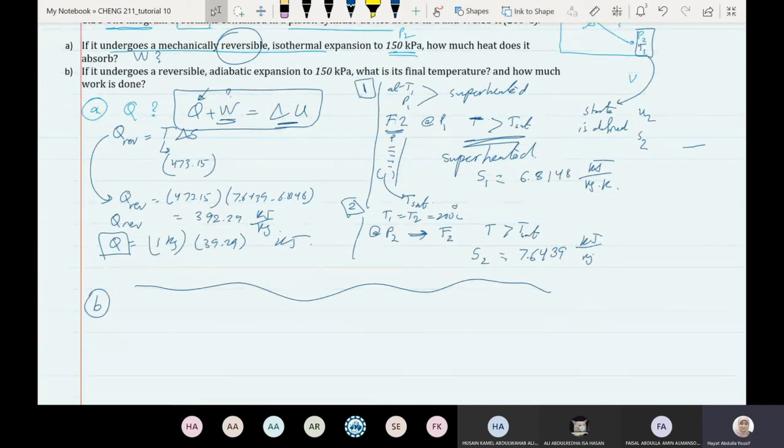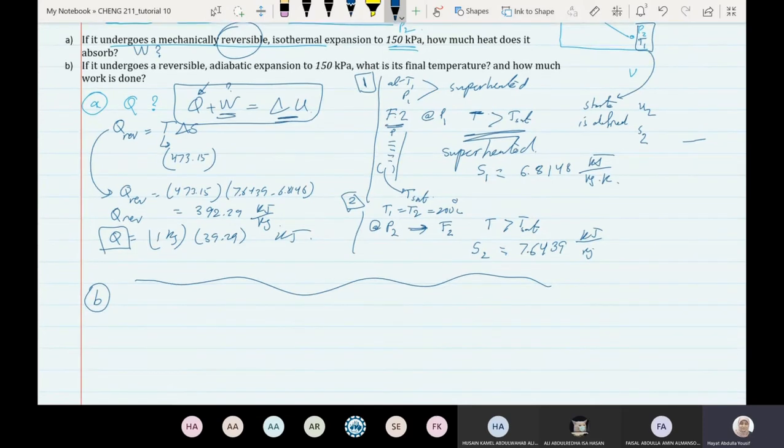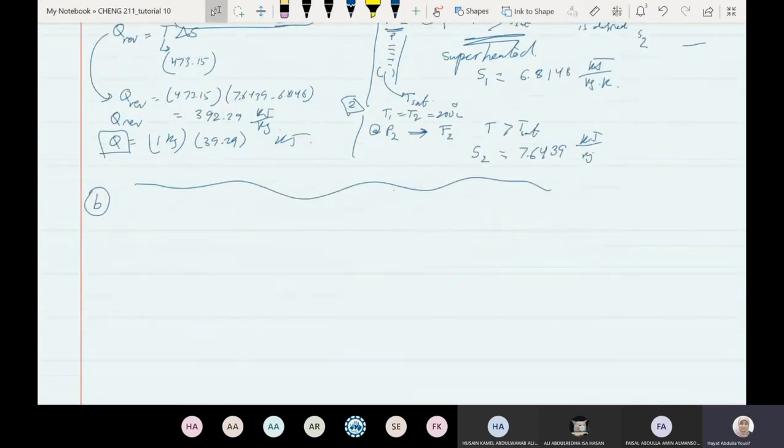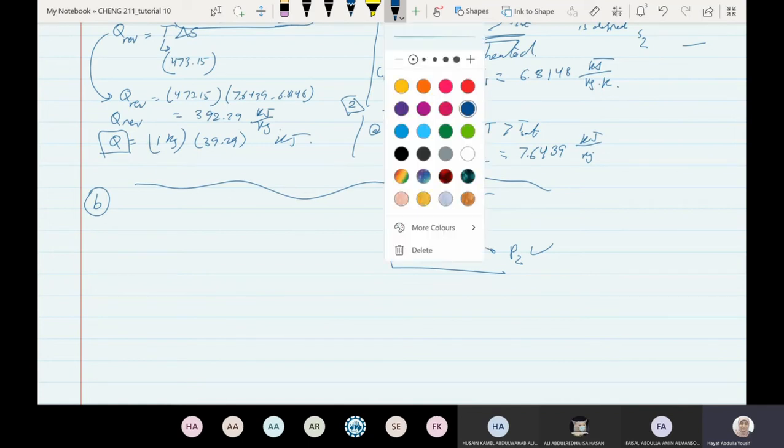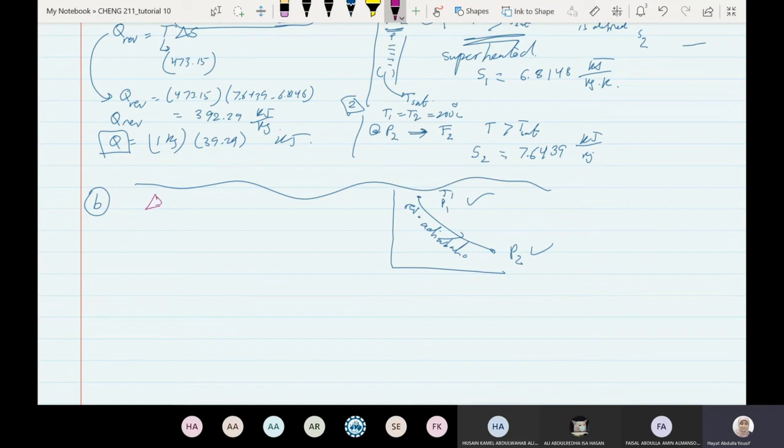They said it undergoes reversible adiabatic expansion. It's no longer isothermal, it's adiabatic, but at the same temperature and pressure given initially and same final pressure. So P2 is the same, T1 and P1 are the same, but the path here, instead of being reversible isothermal, is now reversible adiabatic. And I guess you all know what reversible adiabatic means. By now, reversible adiabatic has a very important meaning, which is delta S equal to 0.